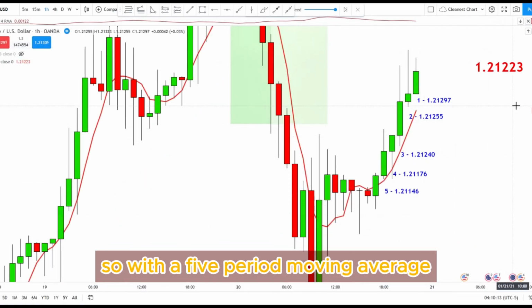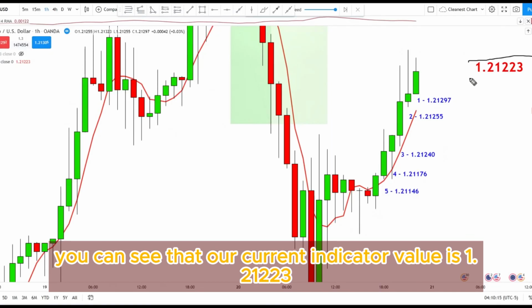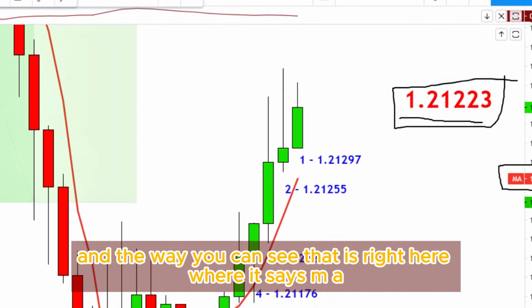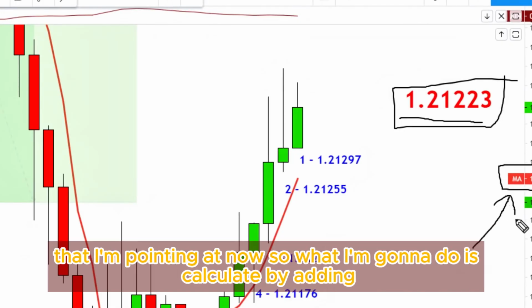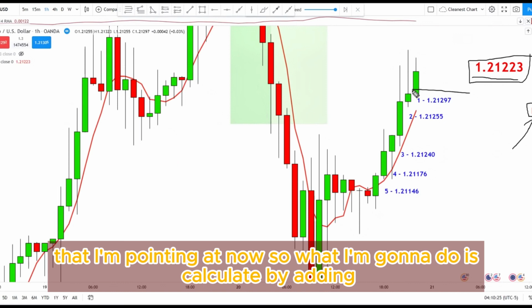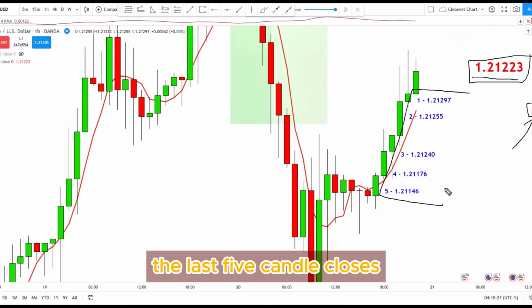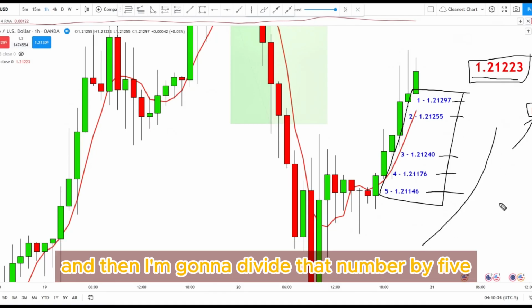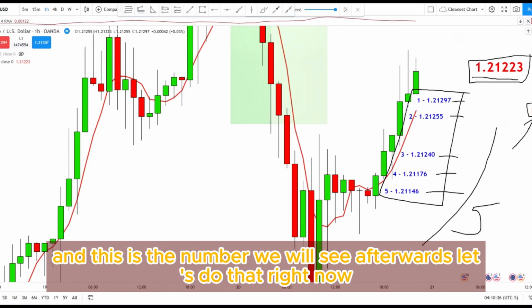So, with a 5-period moving average, you can see that our current indicator value is 1.21223. And the way you can see that is right here where it says MA that I'm pointing at now. So what I'm going to do is calculate by adding the last 5 candle closes. Each of these is the close of one of the previous 5 candles. And then I'm going to divide that number by 5. And this is the number we will see afterwards. Let's do that right now.